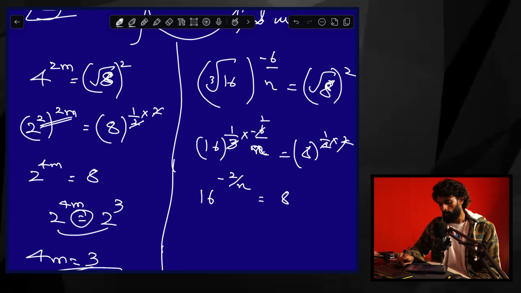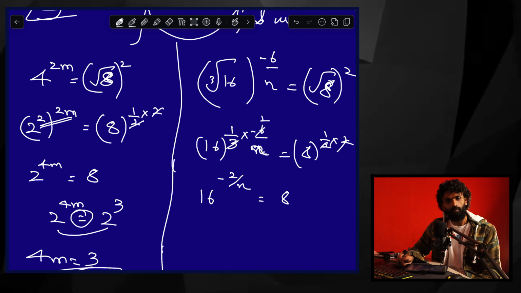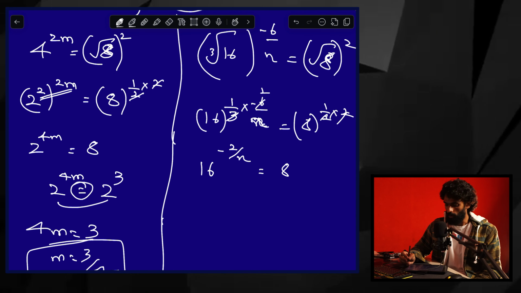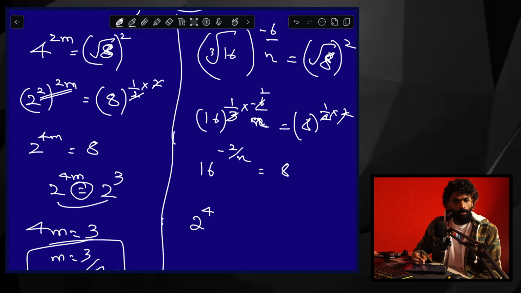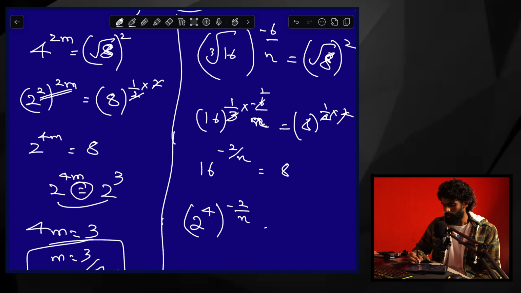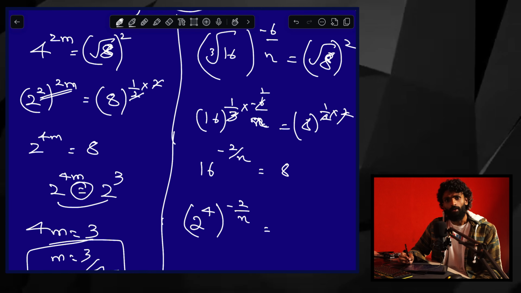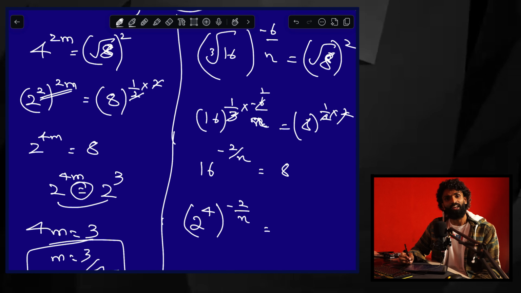Now, don't write 16 is nothing but 8 into 2. It's correct, but we're talking about exponents, powers. So 16 is what? 2 power 4. So 2 power 4 is 16 to the power minus 2 by n as it is. You'll obviously ask me a question, why aren't you trying to simplify the minus? Is it a rule all the time? No. You are simplifying the minus only if you want to make your life much simpler.